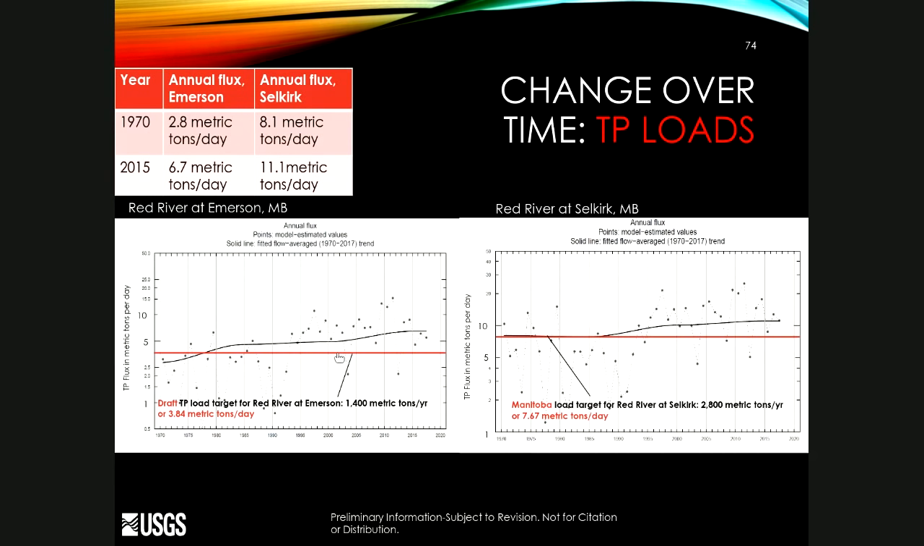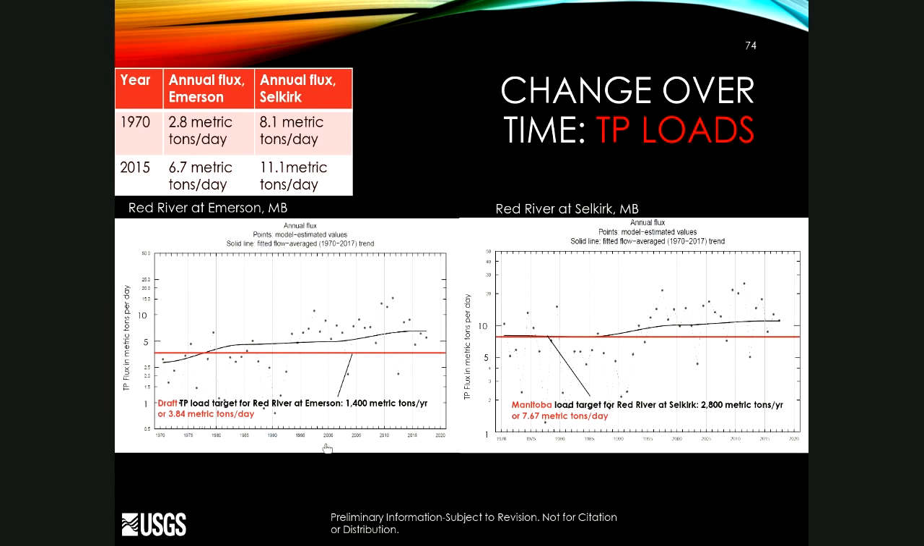For Emerson, there is a draft target load of 1,400 metric tons per year. I've converted that to metric tons per day to fit the output that I'm presenting. And then Manitoba has a load target for Red River at Selkirk of 2,800 metric tons per year, or 7.67 metric tons per day. So just to think about this, the points are really variable because they do reflect that stream flow variability from year to year.